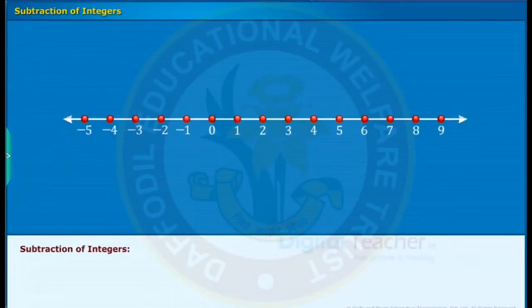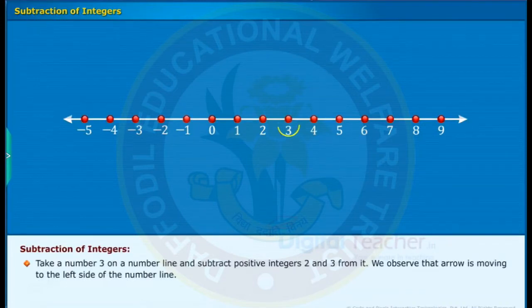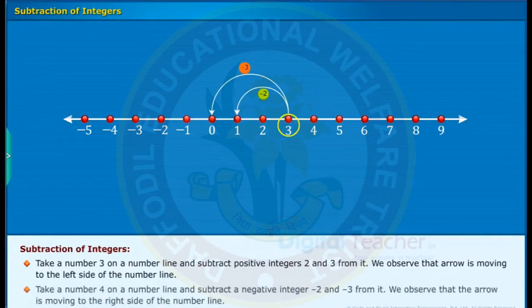Let us learn about subtraction of integers. Take a number 3 on a number line and subtract positive integers 2 and 3 from it. We observe that arrow is moving to the left side of the number line. Take a number 4 on a number line and subtract a negative integer -2 and -3 from it. We observe that the arrow is moving to the right side of the number line.